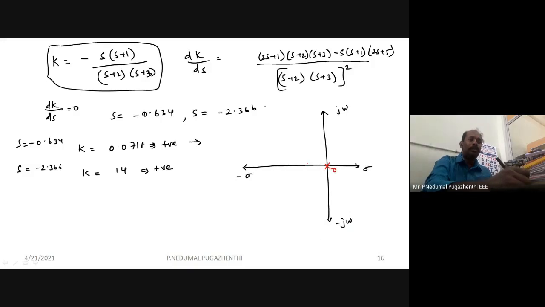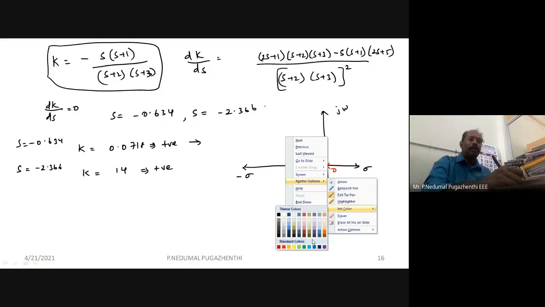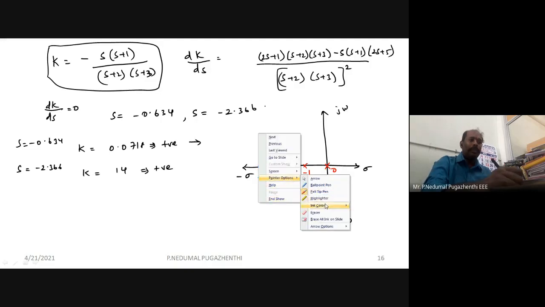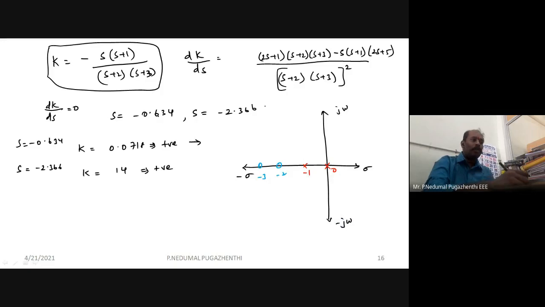S is equal to 0, s is equal to minus 1. Locate the zeros, minus 2 and minus 3. Now look at where the point lies. One point lies at s is equal to minus 0.634, which is lying here. So it is between the adjacent poles, so you call it a breakaway point.